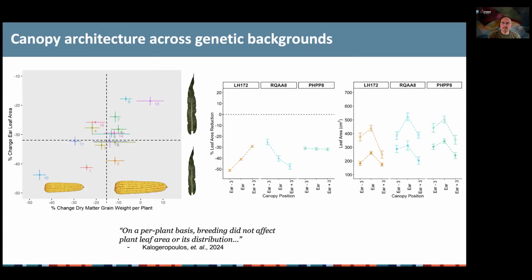This is not only something that we've observed. In a paper recently published by scientists at Bayer, they looked at hybrids across a 30-year time frame and found that, quote, "on a per plant basis, breeding did not affect plant leaf area or its distribution." These are interesting observations and suggest that there is a need to program architecture to break natural constraints surrounding this trait.